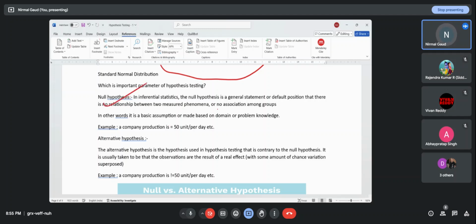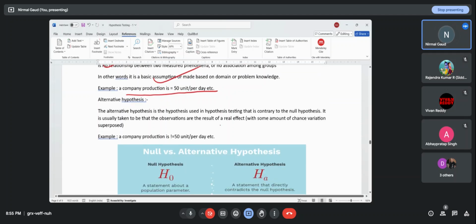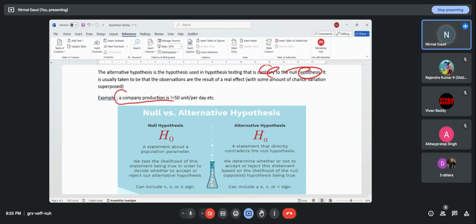So, null hypothesis, general statement. It is a basic assumption. For example, a company production is 50 unit per day. This is a statement, a general assumption. Alternate means it's contradictory of null. No, a company production is not 50 unit per day. That is the alternate hypothesis. Here is the example: a company production is not 50 unit per day. This is the alternate hypothesis.